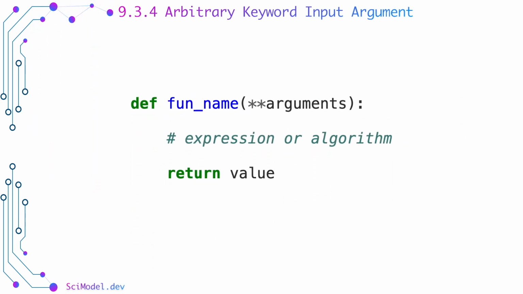The concept of arbitrary keyword input argument is the same as the concept of arbitrary positional input argument. However, there are two main differences in the syntax and data type. First, you need to have 2 asterisks to define the arbitrary keyword input argument. Second, the data type of the arbitrary keyword input argument is a dictionary, not a tuple. So, let's take an example to understand it.